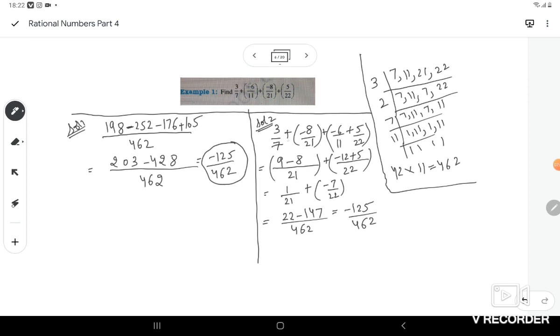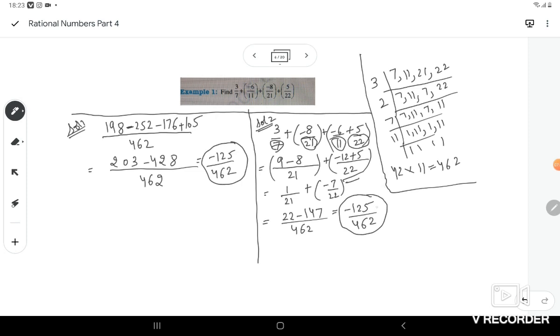We can clearly see that the denominators are multiples of each other, that is 7 and 21, and 11 and 22, which makes it easy for taking the LCM as well as calculation. That's also why we have done this. Now taking the LCM of 7 and 21, which comes out to be 21, and solving the numerator, and taking the LCM of 11 and 22, which comes out to be 22, and solving the numerator and the complete sum, we again get the same answer, -125/462.